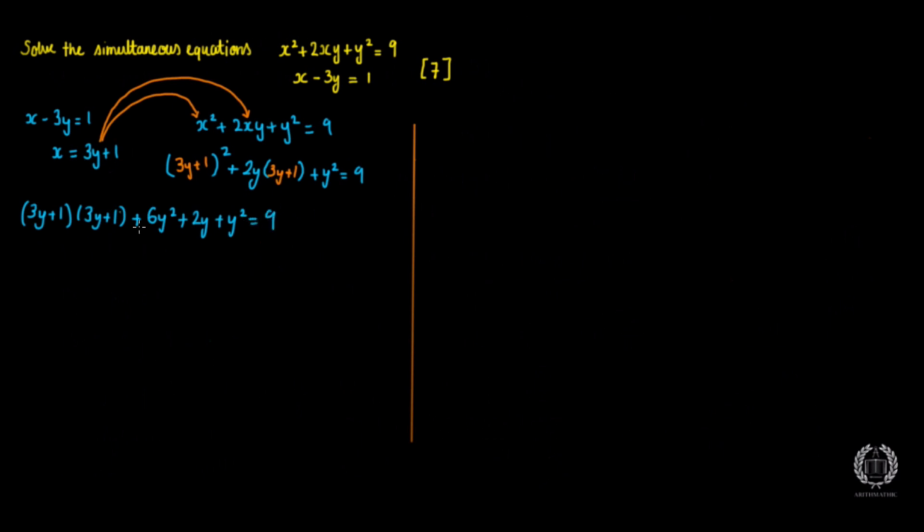Okay, now what we're going to do is we're going to expand it. So 3y times 3y is 6y squared, and then 3y times 1 is 3y, 1 times 3y is 3y, and then 1 times 1 is 1, so plus 1, and then you have 6y squared. Oh, let's rewrite. Plus 6y squared plus 2y plus y squared equals 9. Okay, so now what we're going to do is simplify.